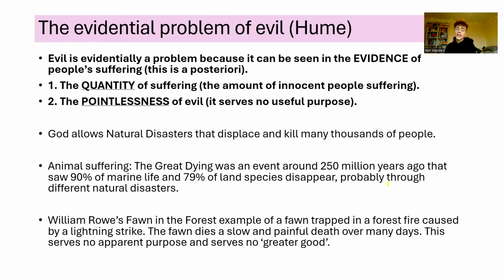Another example is this case study here from William Rowe, quite a famous one. He described the fawn in the forest. So a fawn is a young deer. And he said, imagine that that fawn is trapped in a forest fire caused by a lightning strike. So again, a freak natural incident. The fawn dies a slow and painful death over many days. This serves no apparent purpose and it serves no greater good. So again, why is God allowing that?